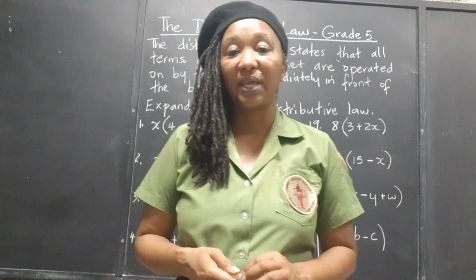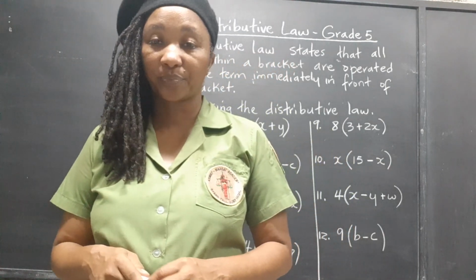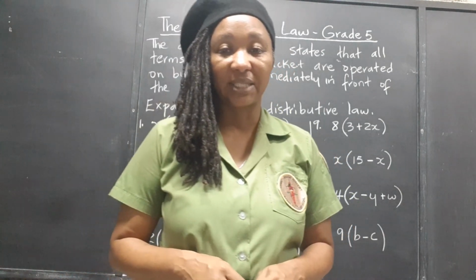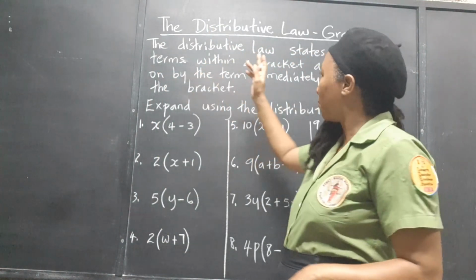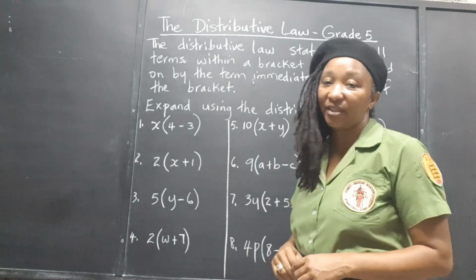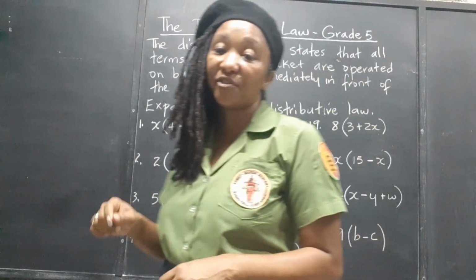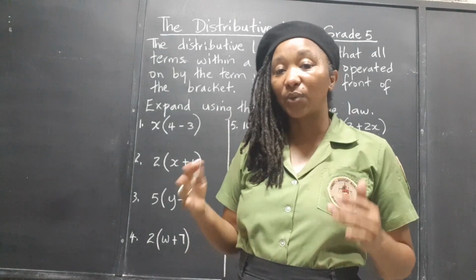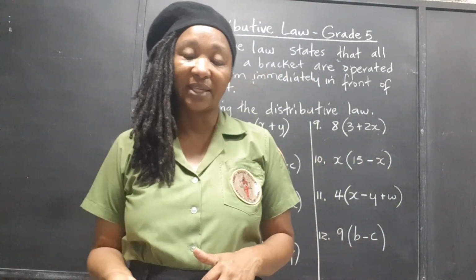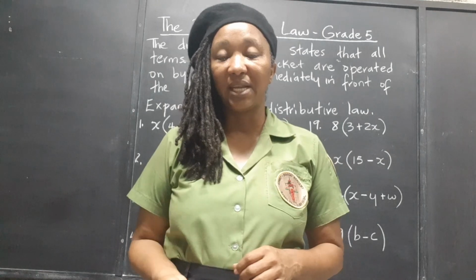Today we're going to be looking at the distributive law. The distributive law states that all terms within a bracket are operated on by the term immediately in front of the bracket. Right? All terms within a bracket are operated on by the term immediately in front of the bracket.